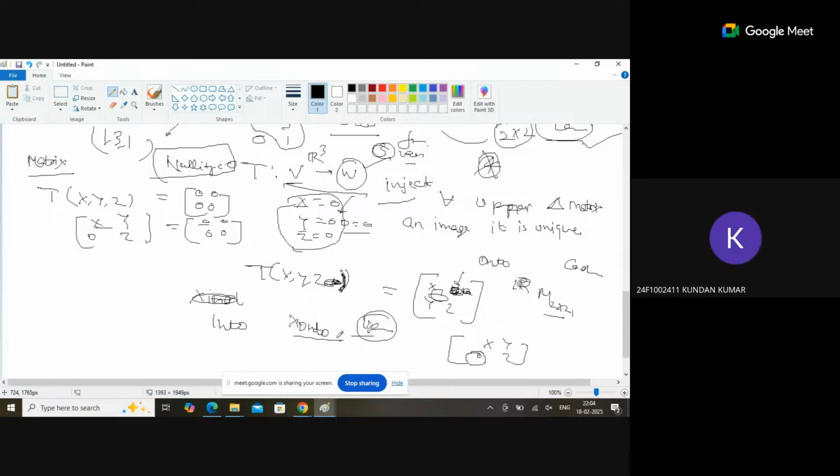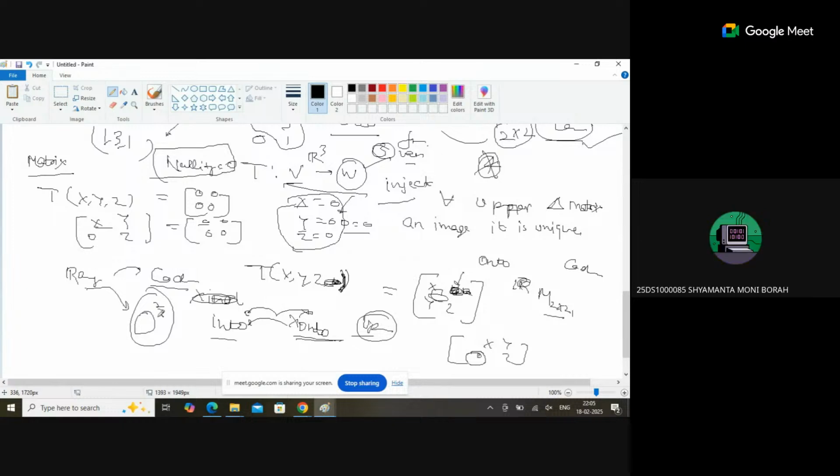Anyone else having any doubt? Sir, what does into mean? Into is just the opposite of onto. Not onto means it is into. Onto means the range space is lying onto the codomain space. Into means this range space is lying inside this codomain. Inside means some elements of the codomain will be left without images.